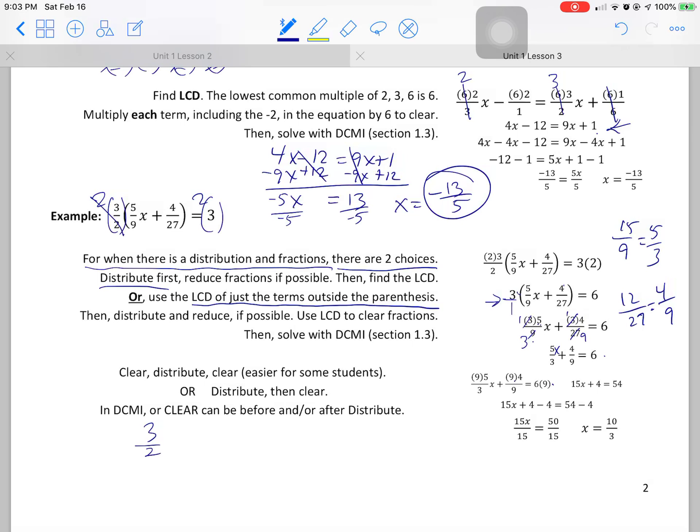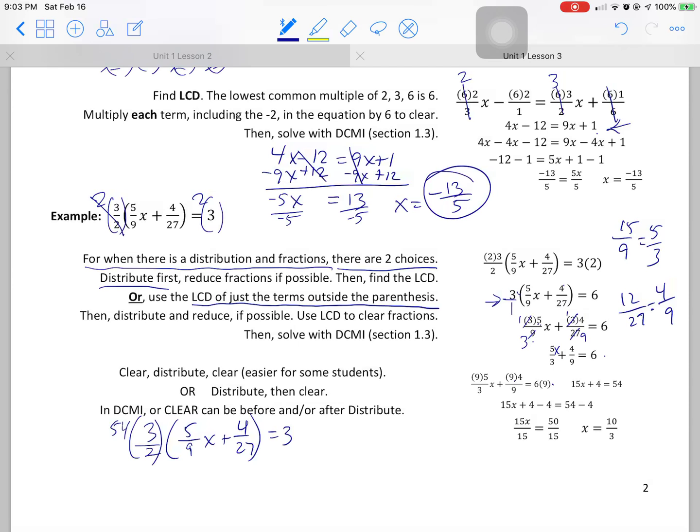So 3 over 2 times 5 over 9x plus 4 over 27. See, these are really big denominators, though. Do you want to have to find the denominator of 2, 9, and 27? 9 goes into 27 3 times, so you can use the 27 for the 9, but you can't use it for the 2 because it's not even. So 27 times 2 is 54. You'd have to clear them by 54. Holy moly.